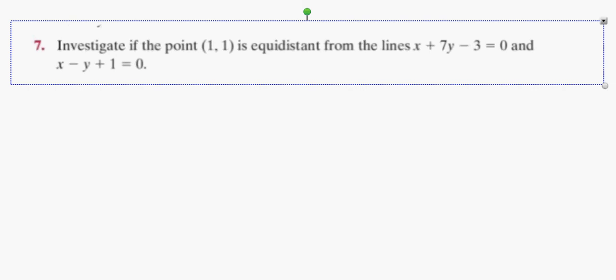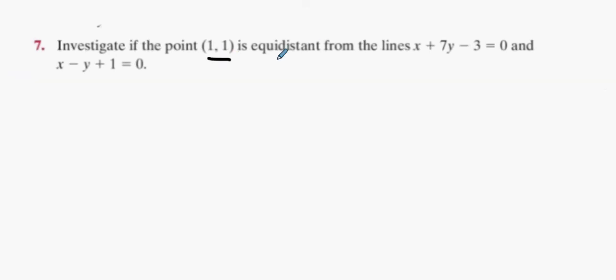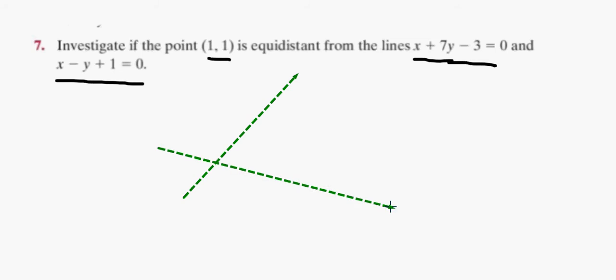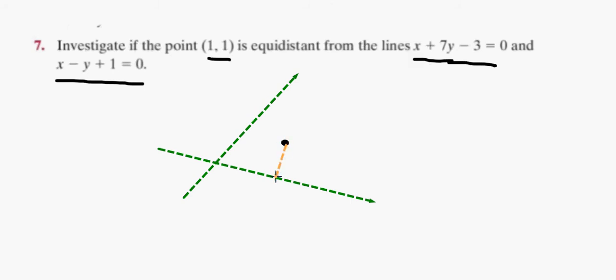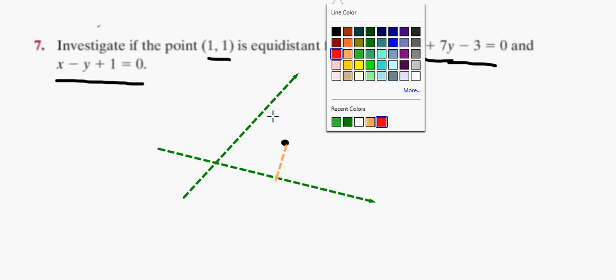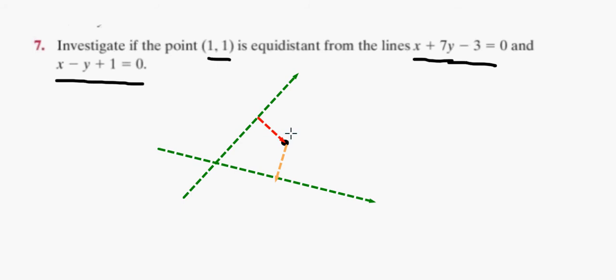7. Investigate if 1, 1 is equidistant from x plus 7y minus 3 and x minus y plus 1. So essentially what you're trying to prove is you have two lines that have different slopes, usually. You have a point that's in between both of them, like so. And what you want to prove, essentially, is that the distance from the point to one of the lines is the same as the point to the other line.